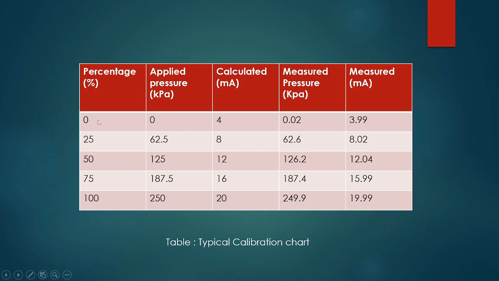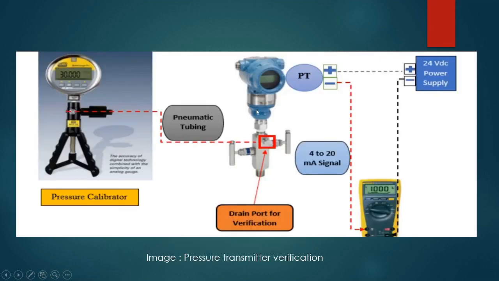The first step will be applying 0 pressure. Second step will be applying 25% of the pressure, which in this case is 62.5 kPa. Third step is 50%, that is 125 kPa, so on and so forth, and up until you reach 100% of the pressure, which is 250 kPa. And for each pressure, you will be getting a corresponding milliamp output from the pressure transmitter, which can be read off the multimeter.